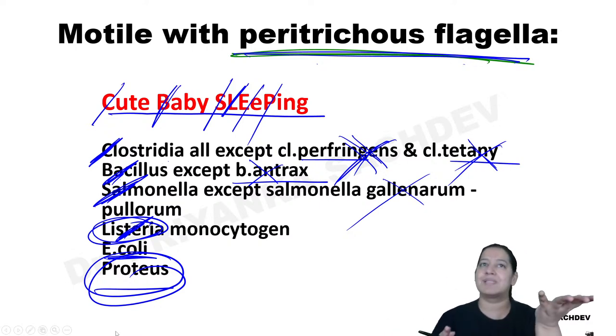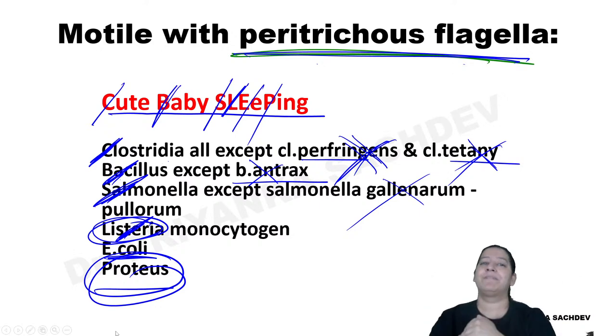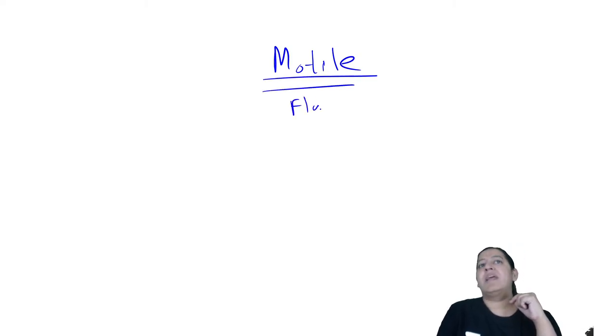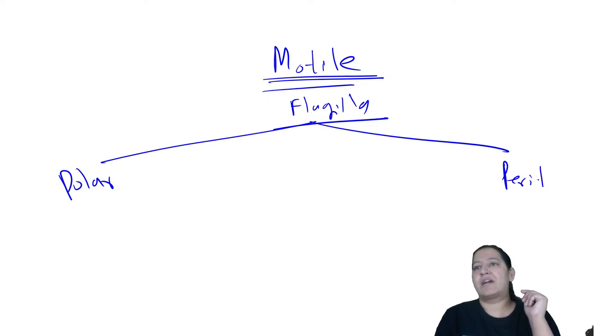Give me a thumbs up. I tried my best. I know confusion will still remain, but I am trying to simplify it. Have you got it? So tell me the mnemonic of motile bacteria. How many bacteria are motile, or how many have flagella? The ones that have flagella are motile. Flagella are of two types: polar and peritrichous. So you will tell me two mnemonics.